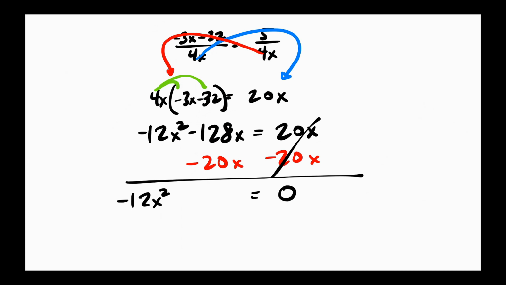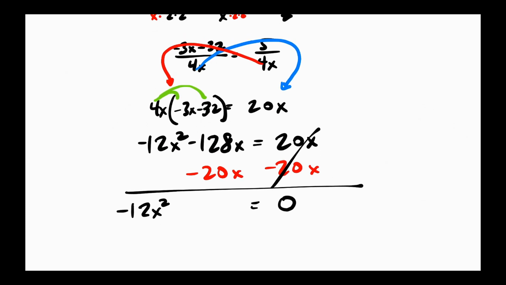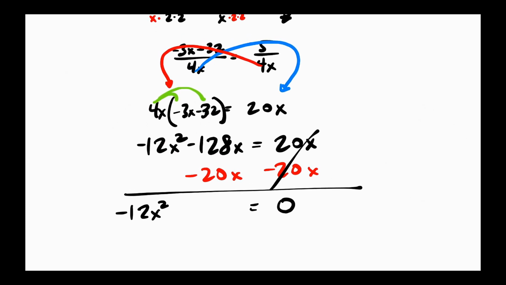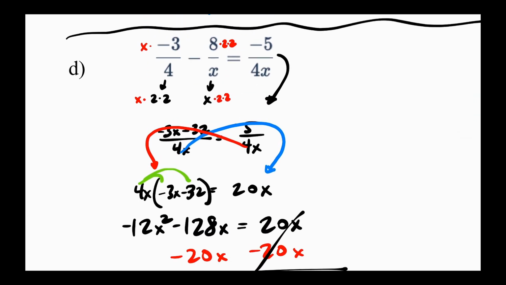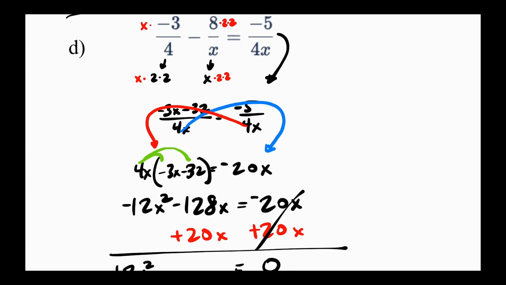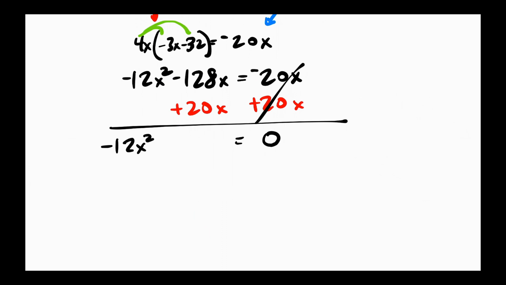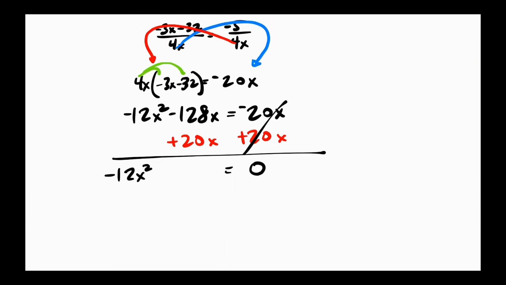Wait, that's not right. What did I do wrong? Yes, yeah, it was a negative 5 up here. Yep, it was a negative 5 that got covered up. So it's supposed to be a negative 20. Thank you. So when I'm adding it to both sides, when we add it, I get negative 108x.